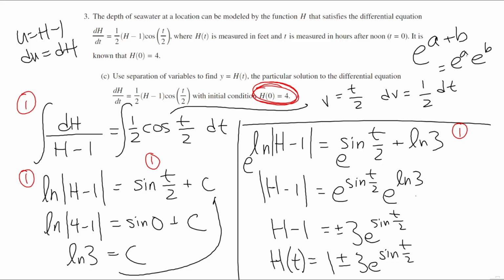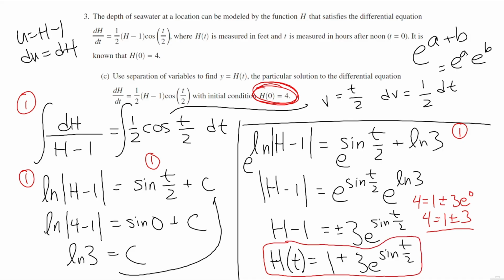And so if I try to solve that, I get 4 equals 1 plus or minus 3e to the sine of 0, which is just 0. Well, we can see that 4 equals 1 plus or minus 3 tells me that I can't have the minus 3. I need to have the plus 3. And so we can eliminate this minus sign here and say that our final answer is h of t is equal to 1 plus 3e to the sine of t over 2. And that is our fifth point for that part.